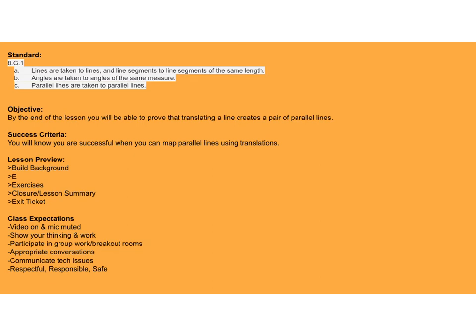All right, everyone, welcome to lesson 3 of module 2. Today we are focusing on the same standards as before, but the main part of this lesson is this part right here. Parallel lines are taken to parallel lines, and lines are taken to lines. We're going to focus on those two parts. By the end of this lesson, you'll be able to prove that translating, remember that means sliding, a line creates a pair of parallel lines, or it just creates the same line. You'll know you're successful when you can map parallel lines using translations. And let's go ahead and get started.